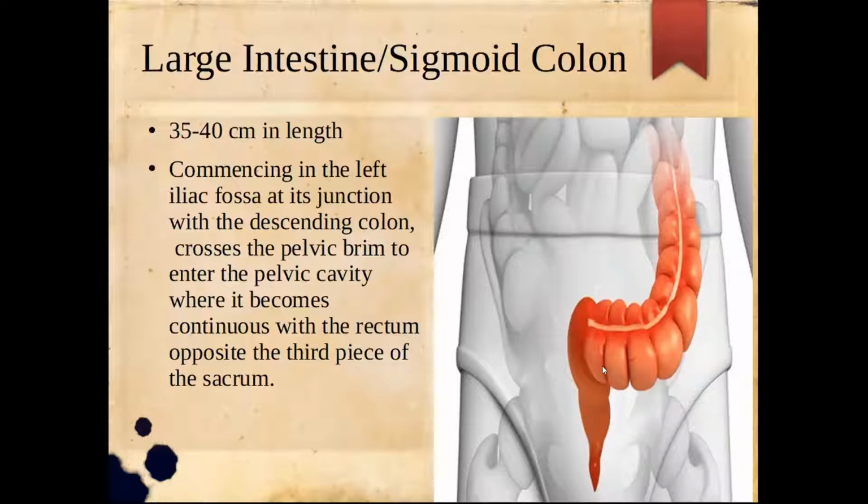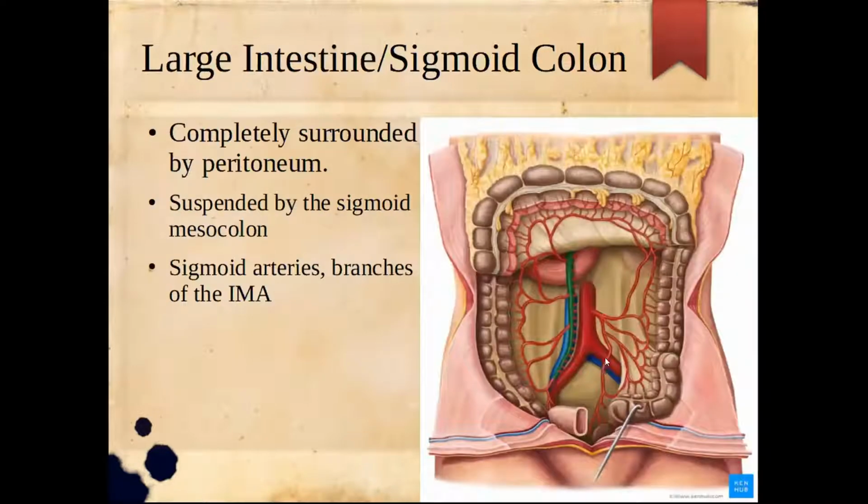It is completely surrounded by peritoneum, and it's also mobile. This is why usually we have the loop sigmoid colostomy for that. Okay, and it's suspended by the sigmoid mesocolon, and the blood supply, we call this coming from the hindgut. Mainly, the blood supply of the hindgut is the inferior mesenteric artery. If you noted here, the inferior mesenteric artery gives the left colic, ascending branch of the left colic, and descending branch of the left colic.